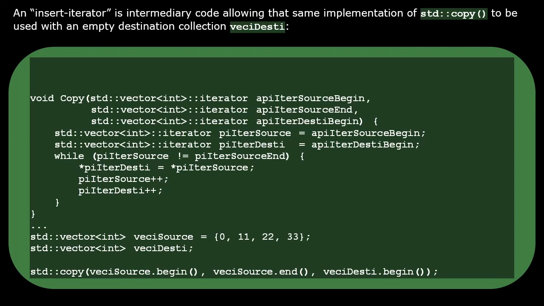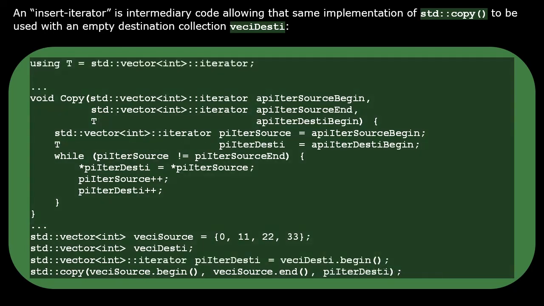But here's the real challenge. We want to be able to do that copy by insertion, still using the same code for the copy function. At first, this might seem like an impossible mission. This copy function was programmed to do a copy by overwrite. How can the same code also somehow do a copy by insertion?